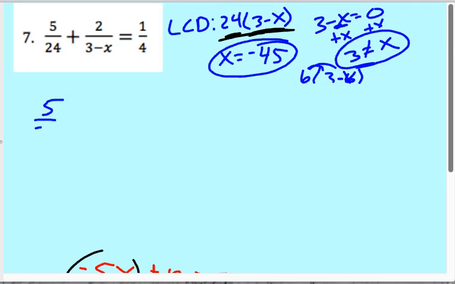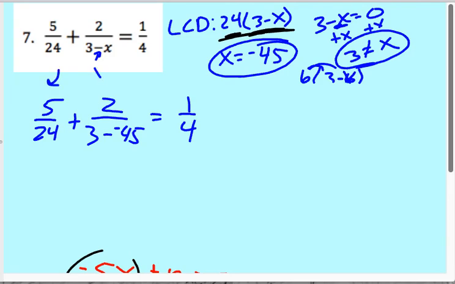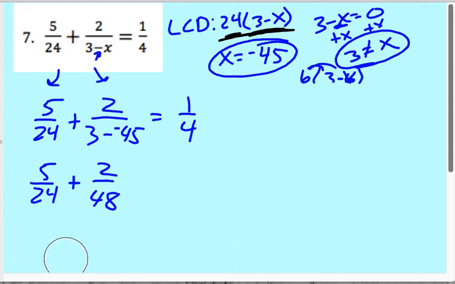So we got 5 over 24 plus 2 all over 3 minus, that's negative, minus right here, negative 45 equals 1/4. Okay, basically we're working on this side right here. This is 5 over 24 plus 2 all over 48. Okay, that works. 24 goes into 48 twice. So I'm going to multiply it. Now I could reduce 2 over 48 down to 1 over 24, that'd probably be easier, but I'm just gonna get a common denominator here, because you're not always gonna be able to reduce.